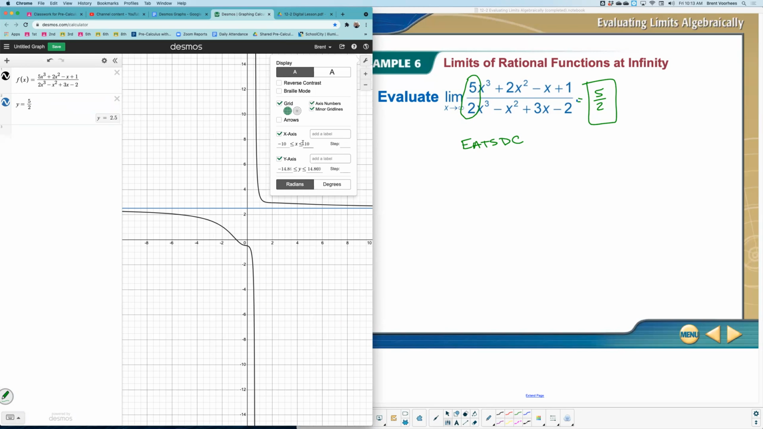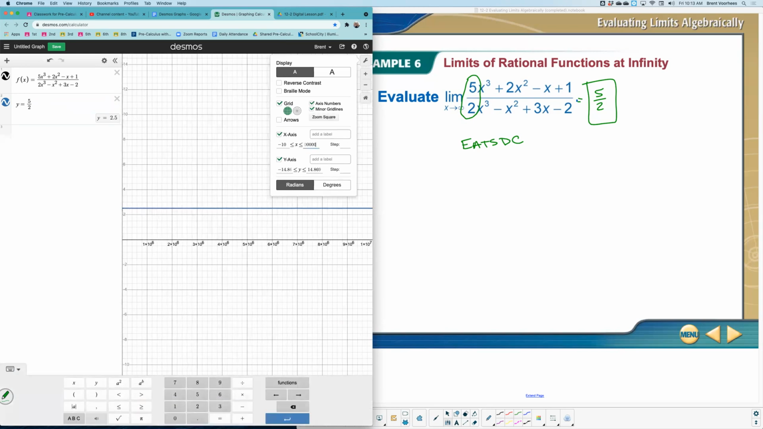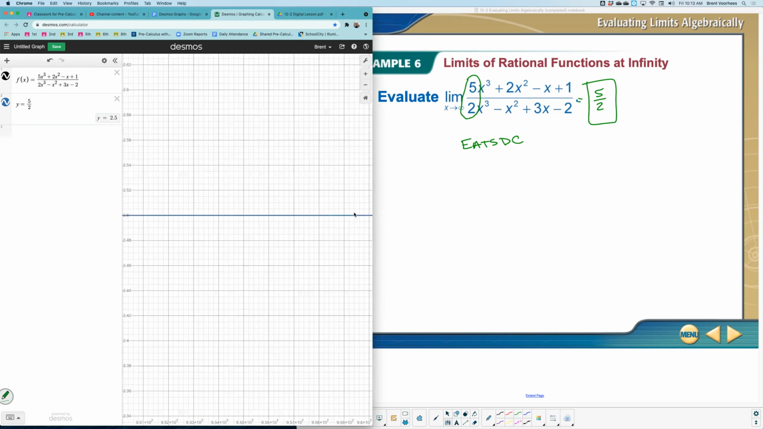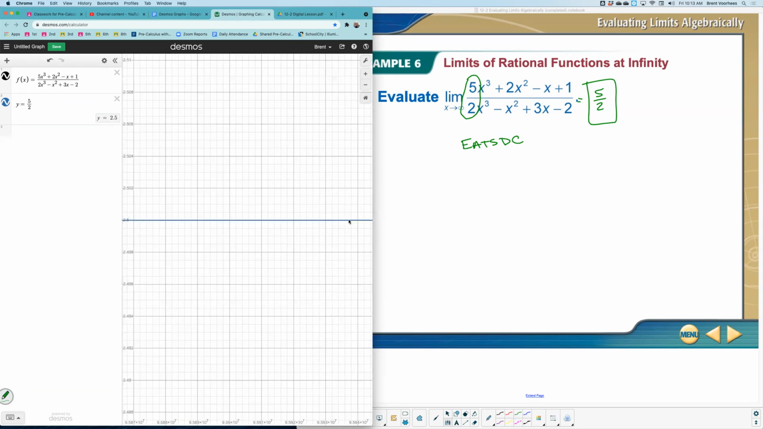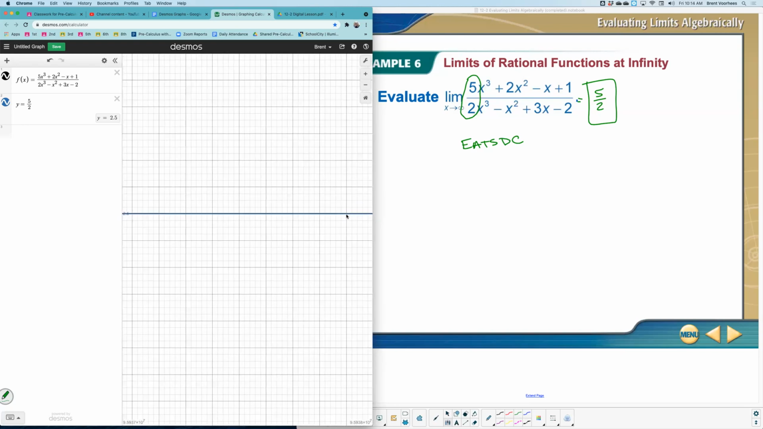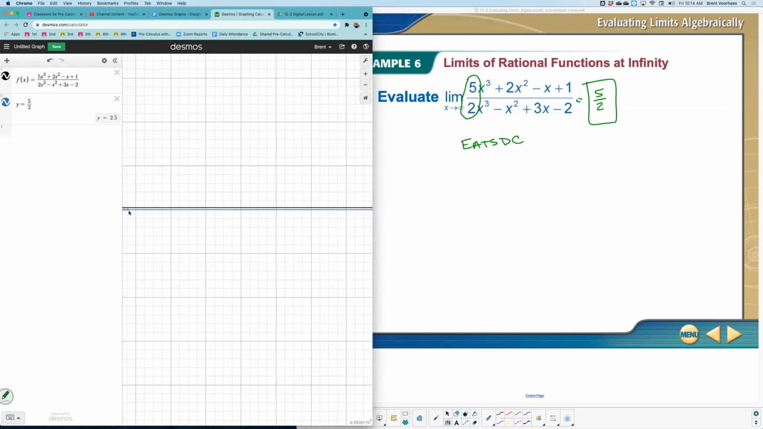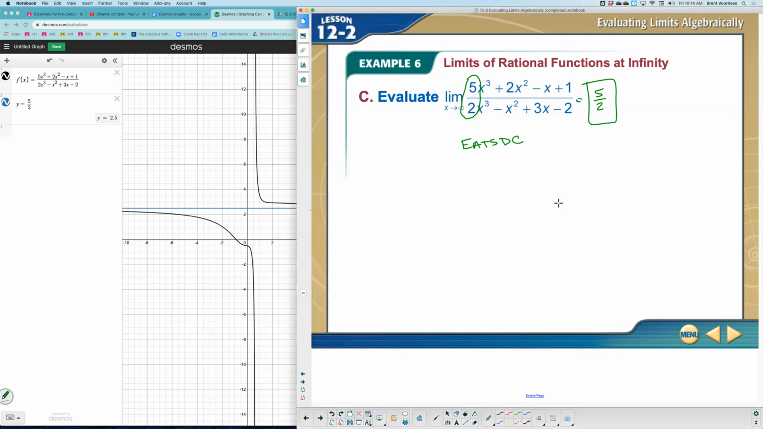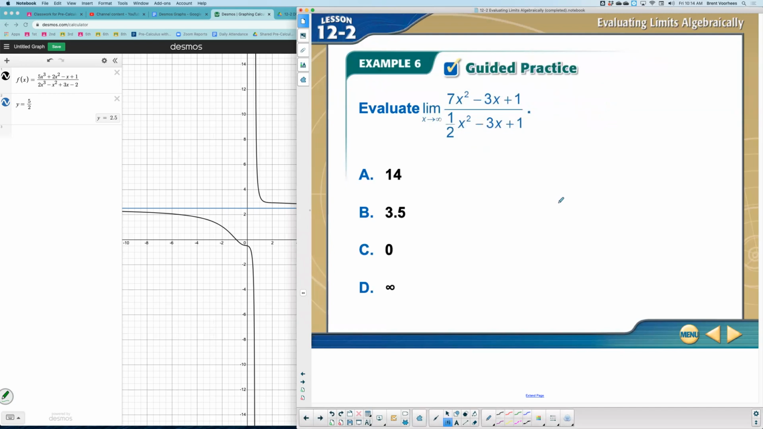Let me go to a larger x value. Okay, now that I'm way out here, let's zoom in. The farther and farther right I go, the closer and closer these two graphs will appear. I am so far in line here that they don't even show me another value on the graph. They're not even labeling this anymore. That gives you an idea how close together those values are. So the answer would be 5/2 here. Here is one for you to try.